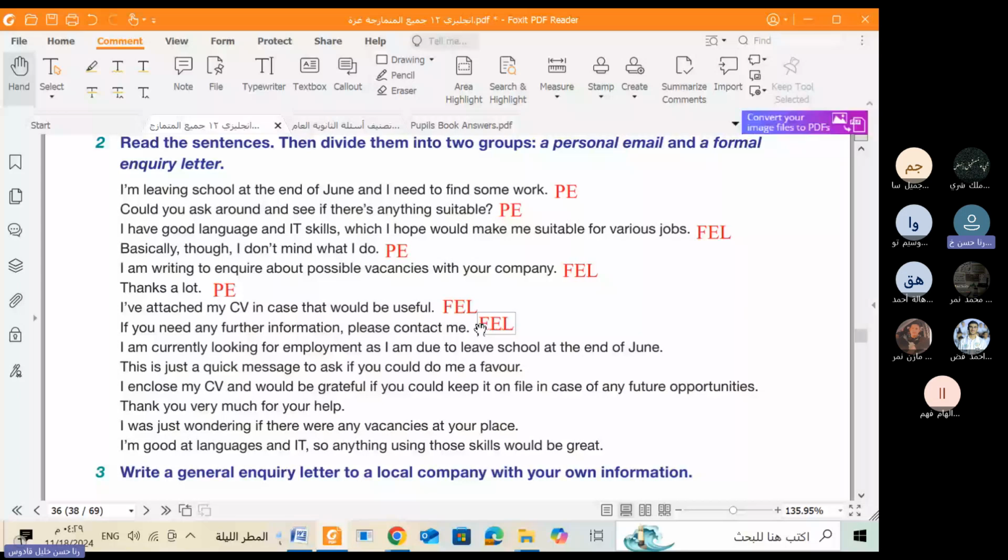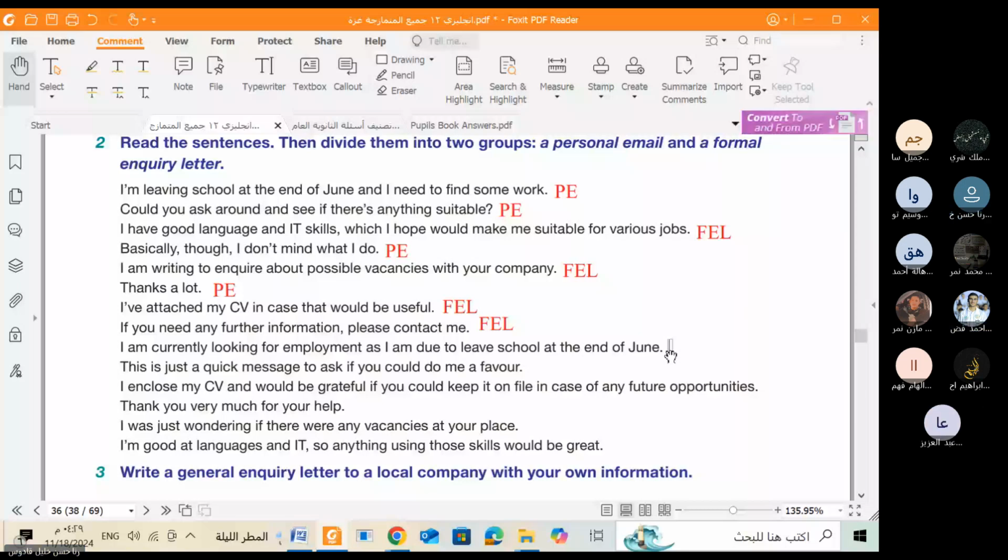And I'm currently looking for employment as I am due to leave school at the end of June. This is also, yes, anyone from the ones that are unmuted or anyone else that needs to unmute. Is it personal, Ahmad? I'm currently looking for employment. Look at the language. Malak? It's formal. Formal inquiry letter.